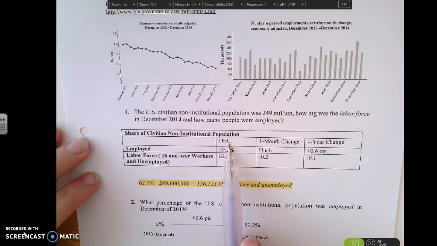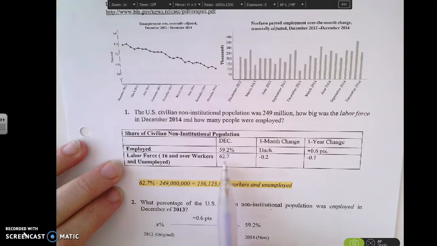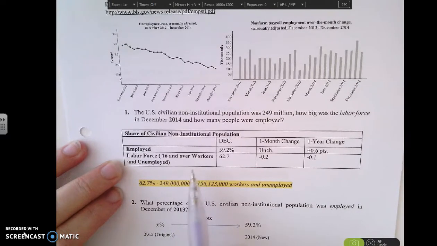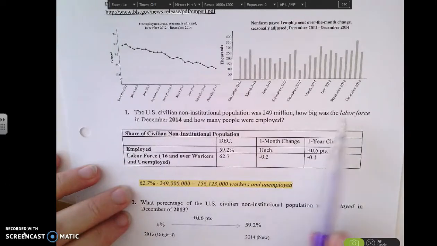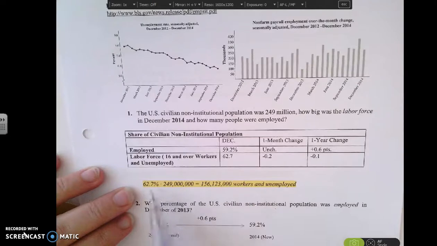So December 2014, the amount that were employed was 59.2%. The labor force was 62.7%. So the labor force would be people 16 years and over. They want to know what the labor force was, so we're looking at the chart. The labor force is 62.7% of the 249 million, which is 156,123,000 workers, and the unemployed are part of the labor force.